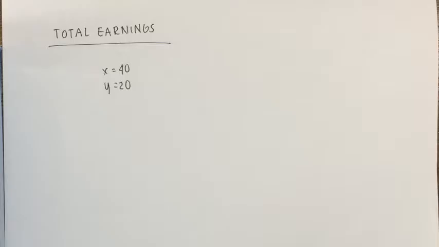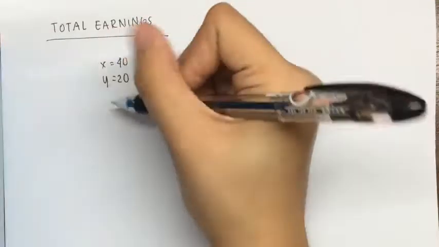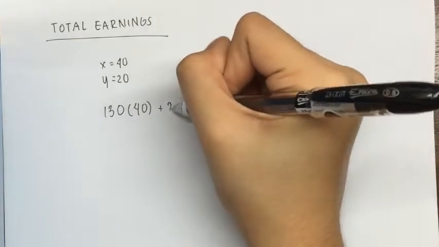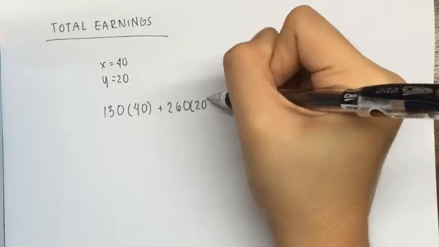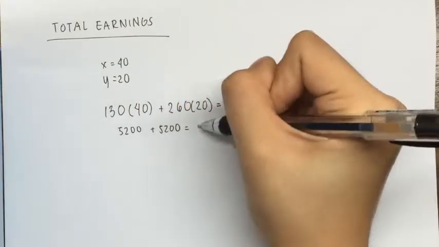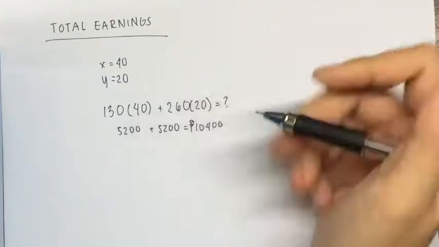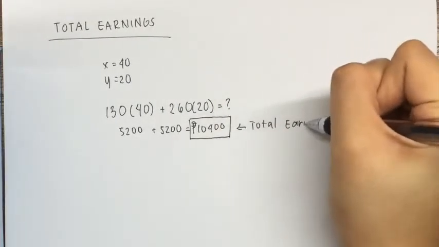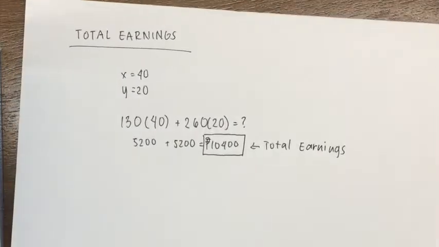Since we have these representations now, it is time to get the total earnings. To get this, we multiply the selling price to the number of pieces. So we have 130 times 40 plus 260 times 20, which gives us 10,400 pesos, which is the total earnings.